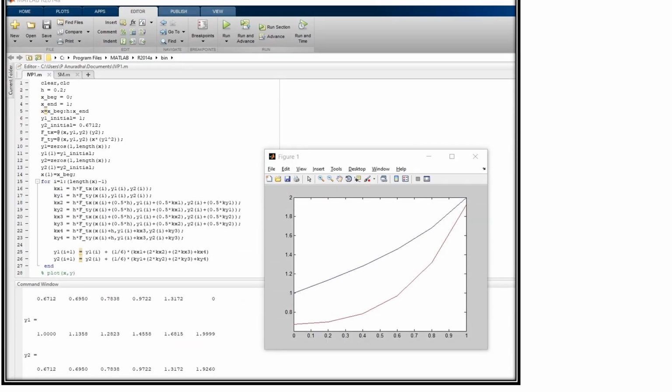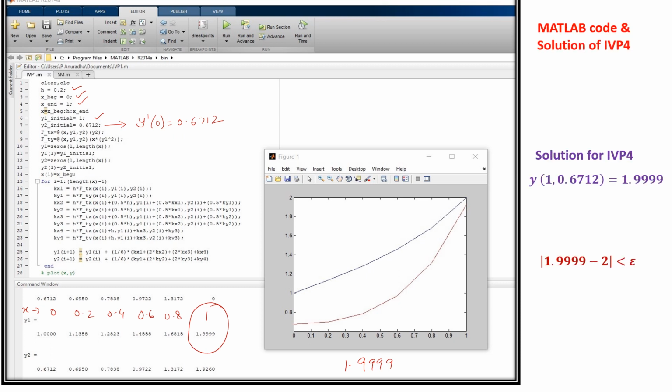Let us now look at the coding. Again, we have h equals 0.2, x value 0 to 1, initial is 1, and this is our new value. Y dash of 0 is 0.6712, and if you look at the solution, x values are 0, 0.2, 0.4, 0.6, 0.8, and 1. And at 1, what do you see the value is? 1.9999, and that's almost equal to 2 and it is satisfying because we don't take it further.